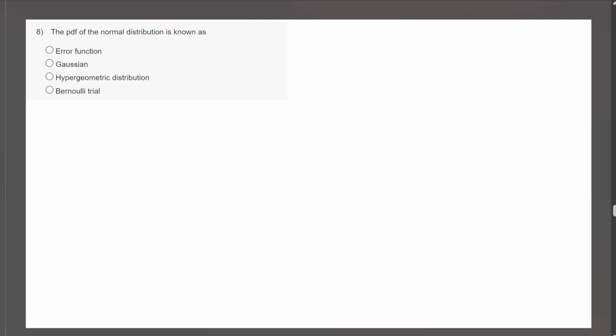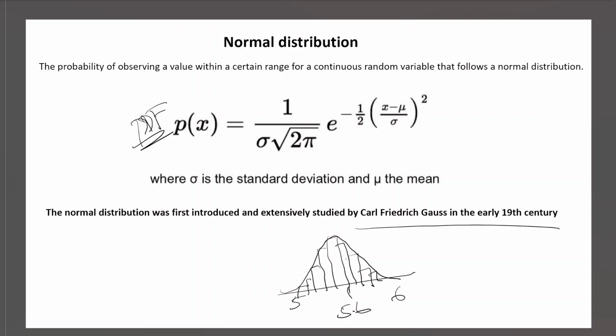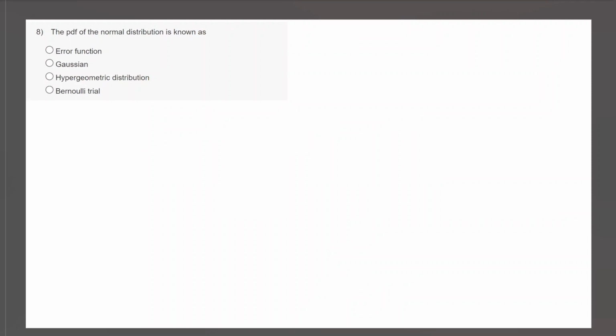So the eighth question is: the PDF of a normal distribution is known as what? For the normal distribution, the probability density function is called the Gaussian distribution. Just now we have discussed this. It was introduced by Carl Friedrich Gauss, so it is popularly known as the Gaussian distribution.